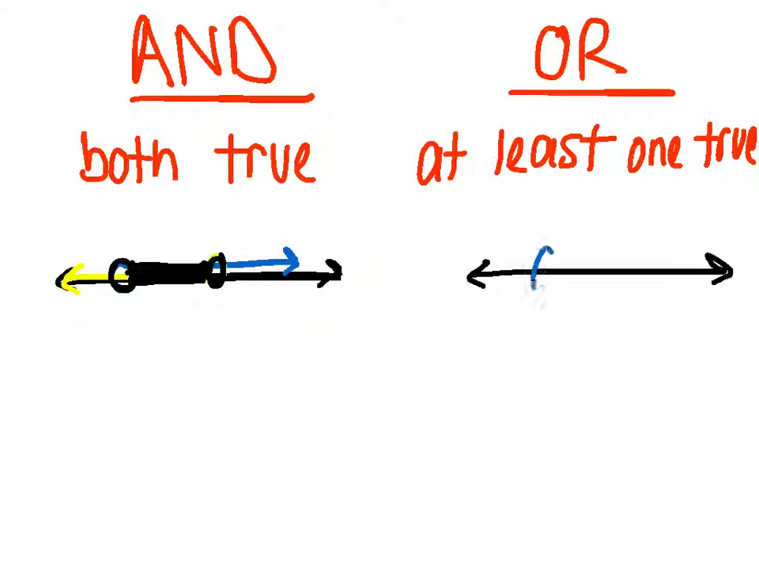But now when you have "or," remember they can go in opposite directions because only one has to be true. We would not need them to overlap because only one has to be true.